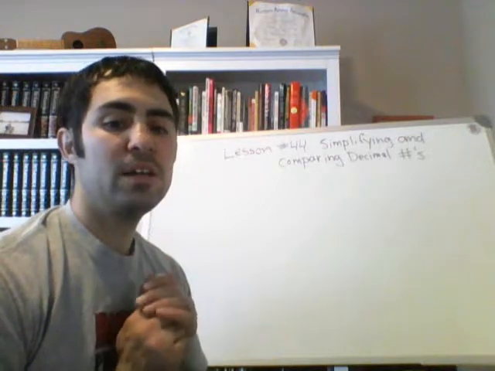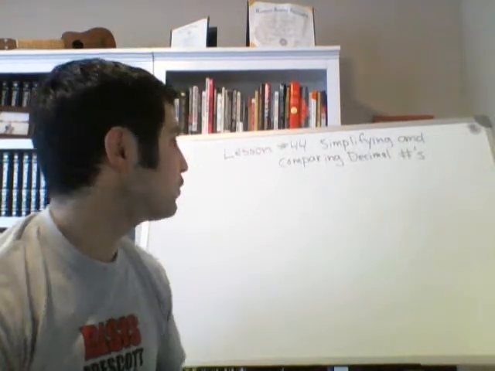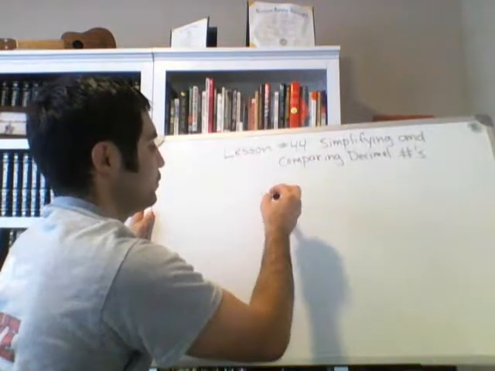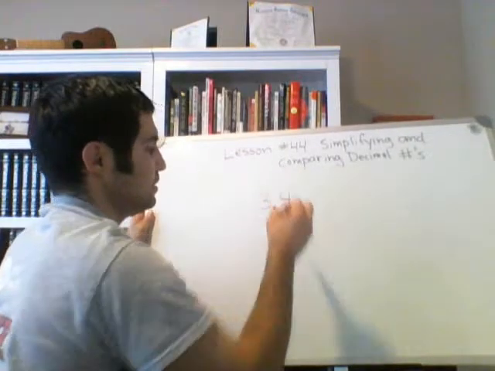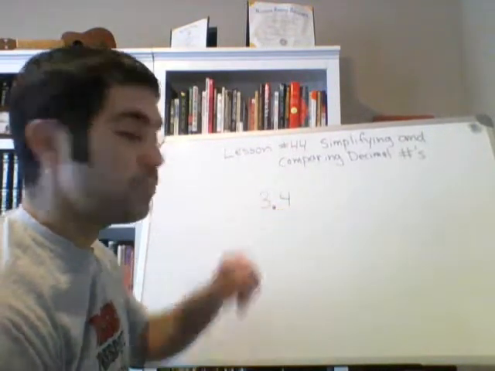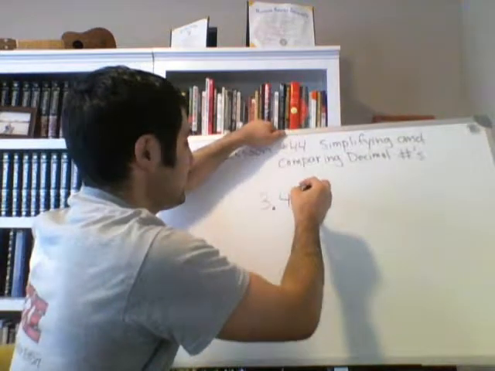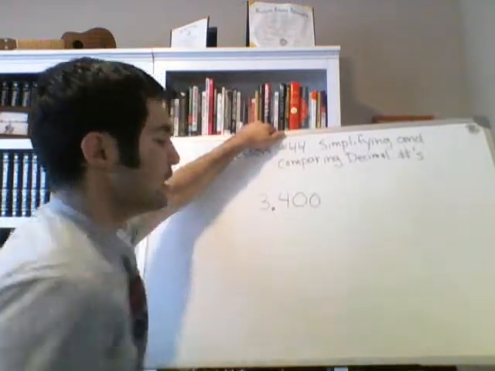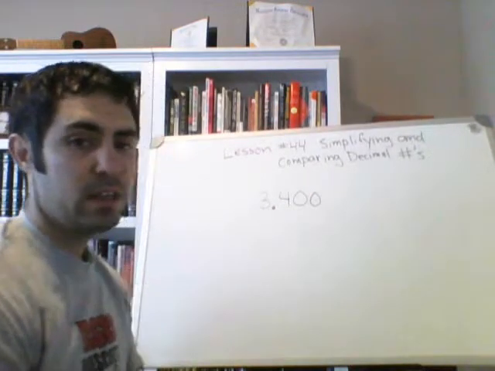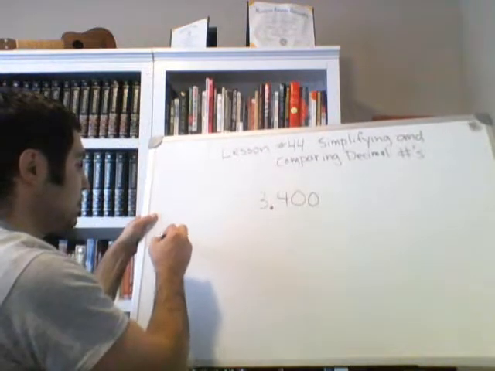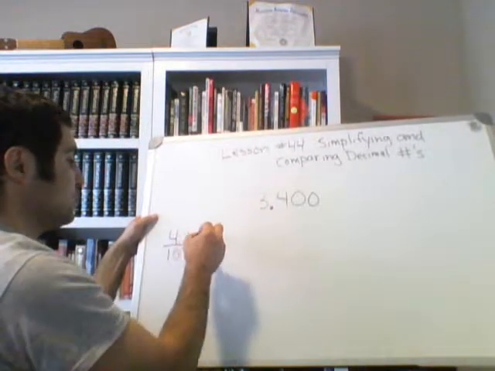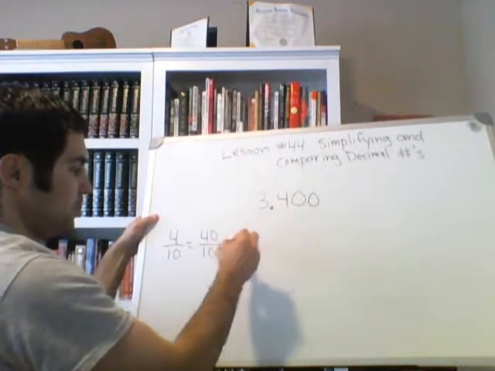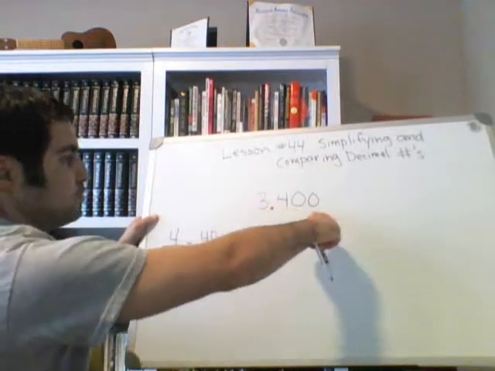Okay, so in order to simplify and compare decimal numbers, the first thing you've got to understand is our decimals. So if you have 3 and, say, 4/10, 3 and 4/10 is the same as 3 and 40/100. Okay? Or 3 and 400/1000. Basically what you're doing is you're saying 4/10 is equal to 40/100 is equal to 400/1000. That's what I just did right there.